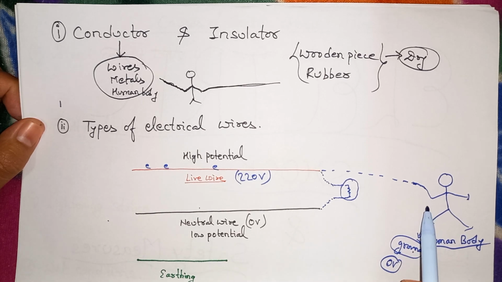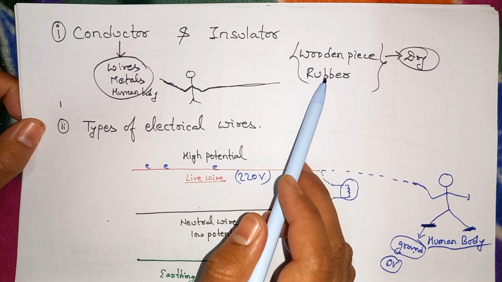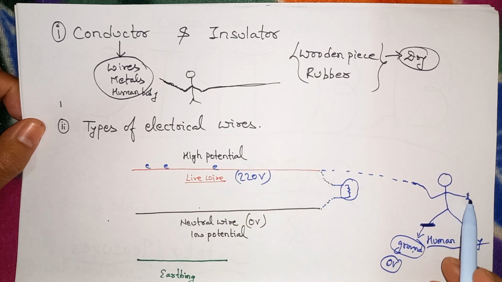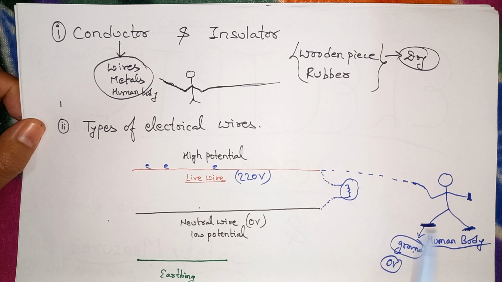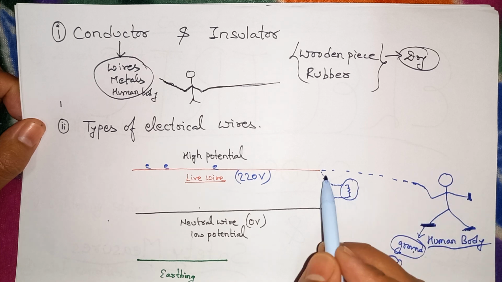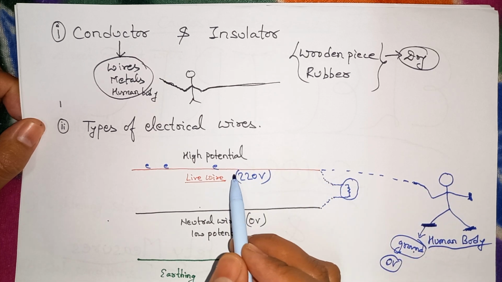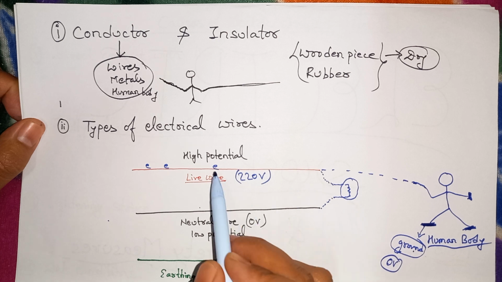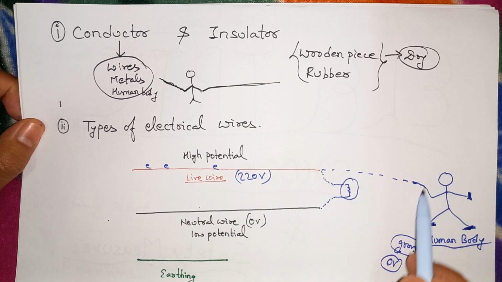Now, there may be a question: what if a human body is standing on an insulator? Suppose he or she is standing on a wooden piece or on rubber, and no other body part is connected with the ground, and one hand is connected with the live wire. In this case, the electrons obviously flow to the human body, but they do not get a path to go outside from the human body. So as a result, this human body does not get an electric shock.